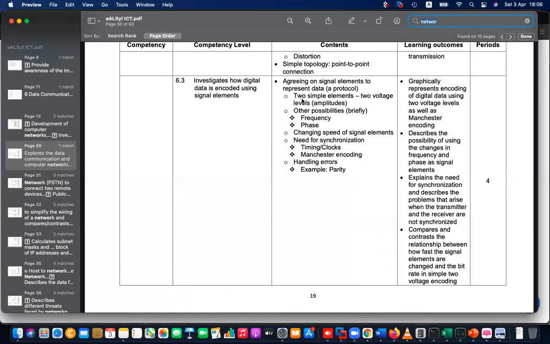So basically, how signals are represented in wires and how signals are sent in the network, we will discuss that part, as well as how Manchester encoding happens, and timing of the signals and clocking, and the parities, handling errors with the parities. We have to discuss that part.